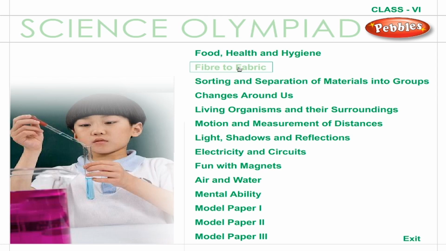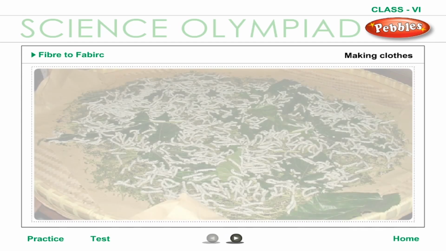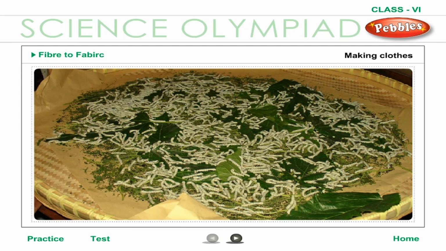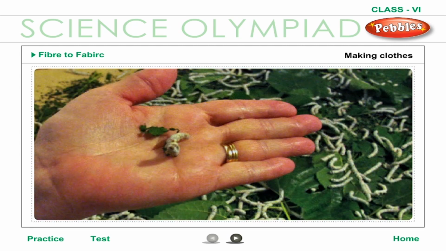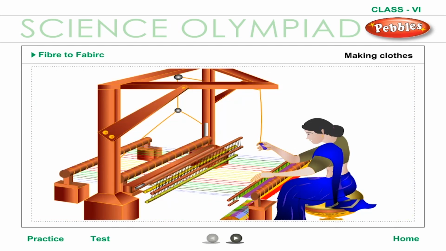Fiber to fabric. Fibre and plastic. Clothes are made from thread, which is obtained from natural or artificial fibers. The common materials are cotton, silk, wool, nylon, and other synthetic artificial fibers.